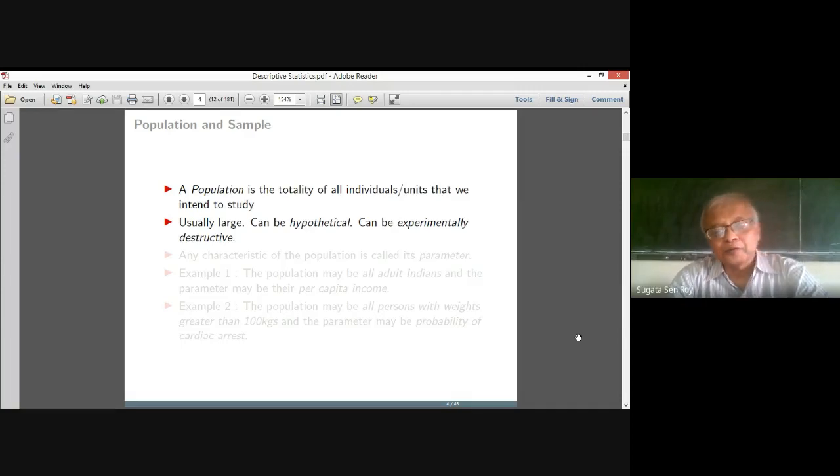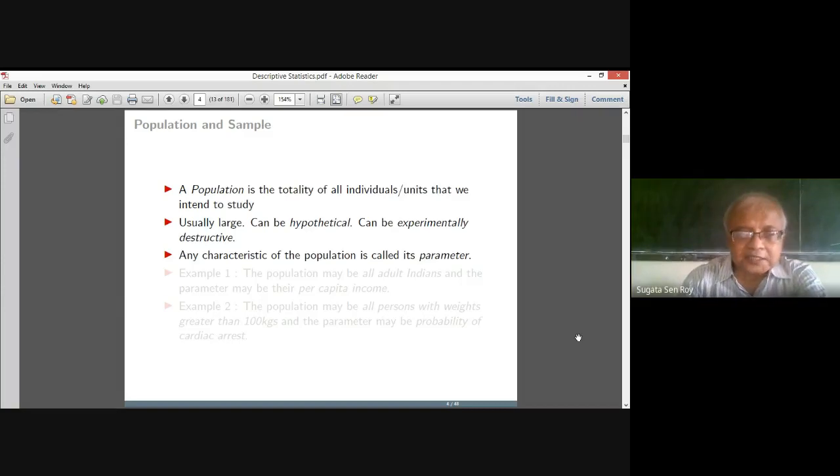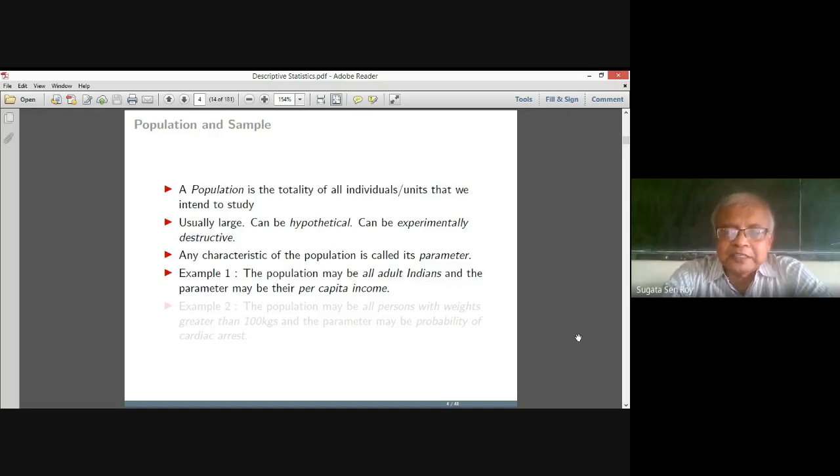So you cannot, it can be experimentally destructive. So sometimes when you study the population, when you do the experiment, it can be destructive and we don't have anything left if we use up everything. Okay? So the population is usually large, it can be hypothetical, it can be experimentally destructive, but I'll come to that. But any characteristic of a population is called its parameter. I'll be using this term, and in fact in your next classes also you'll be using the term parameter.